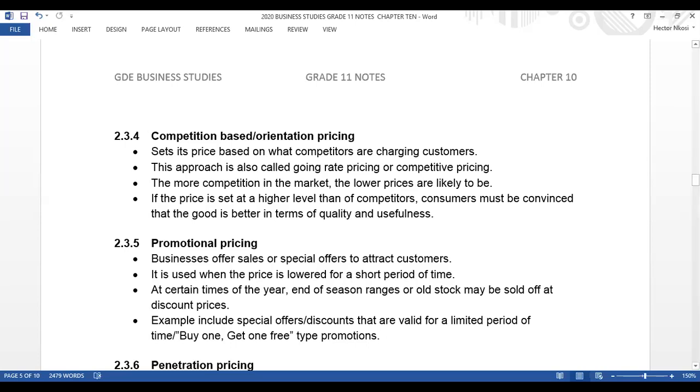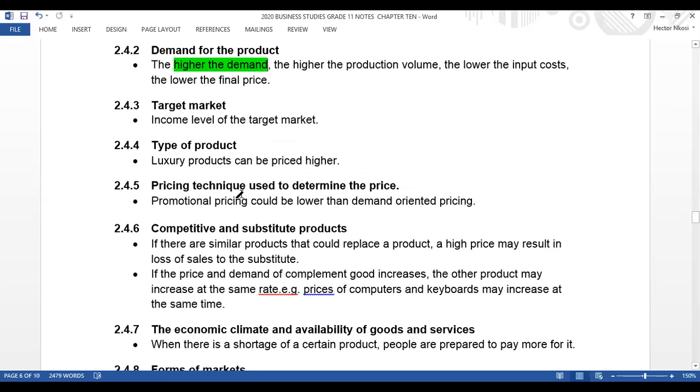All right, boys and girls, I just wanted to highlight this. We covered these last week. I wanted to remind you guys, because here they spoke about promotional pricing could be lower than the demand oriented pricing. That's very true, basically, right?